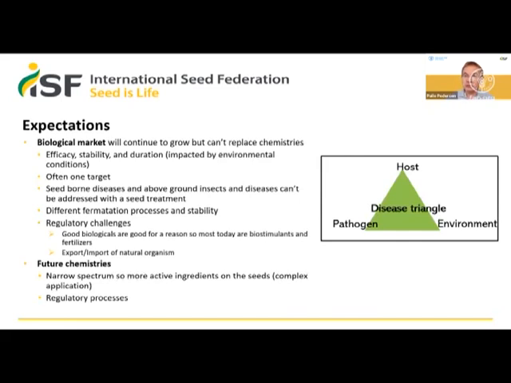So moving a biological organism from one country to another country is not as easy as registering a chemistry and moving that throughout the world.